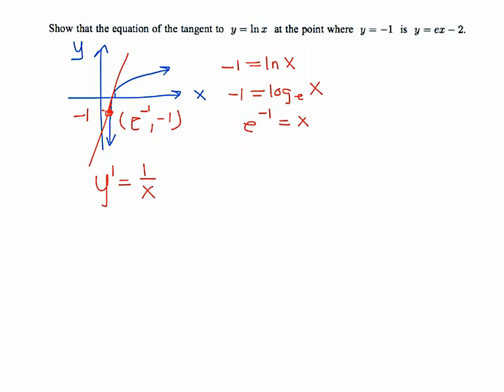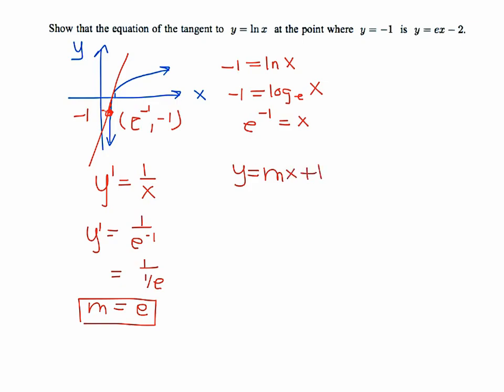To find the slope at x equals e to the -1, you would simply plug it in. So the slope, y prime, at 1 over e to the -1st power, that's equivalent to 1 over 1 over e, so the slope is equal to e. That is your slope. Now, to find the equation of the tangent line, we would use y equals mx plus b, where your slope is equal to e, so y equals ex plus b.